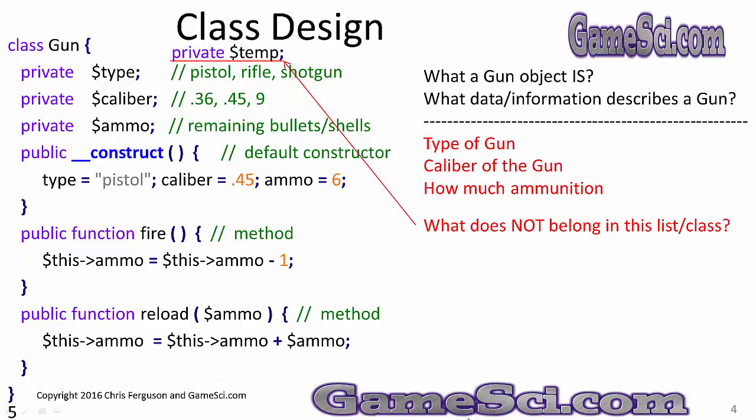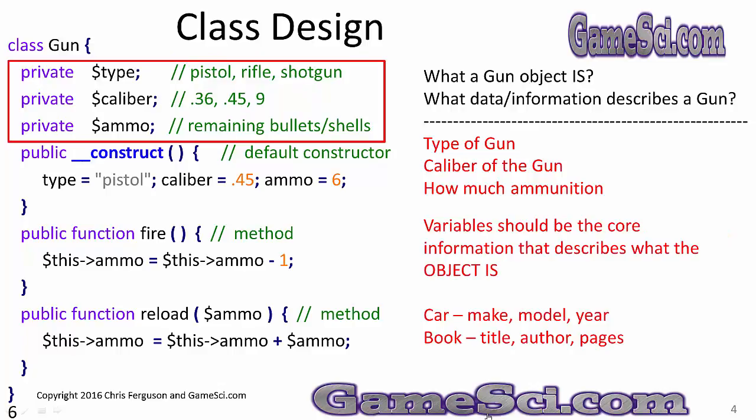What doesn't belong in this list? What doesn't belong in this list is a variable like I just dynamically added there, private $temp. What does $temp have to do with a gun? Nothing. If it isn't a piece of information that describes the object that you're building, it probably doesn't belong as a property of the class. Remember, this is the key information that describes the thing you're building. When I see a bunch of variables like $temp or $data or $i, I say this person doesn't understand objects. $temp does not describe what a gun is. It does not belong as a property in this class. Get rid of it.